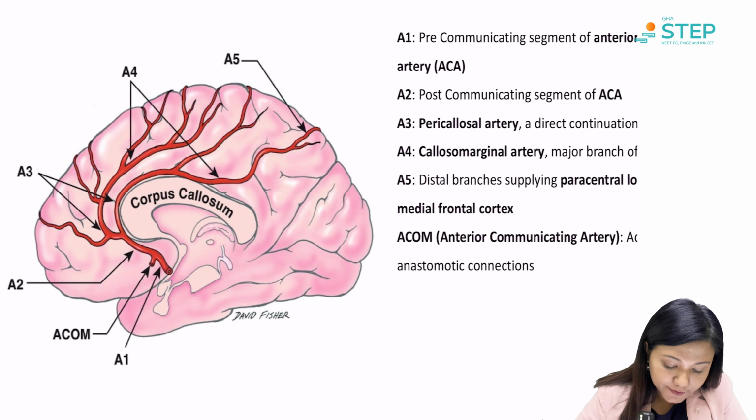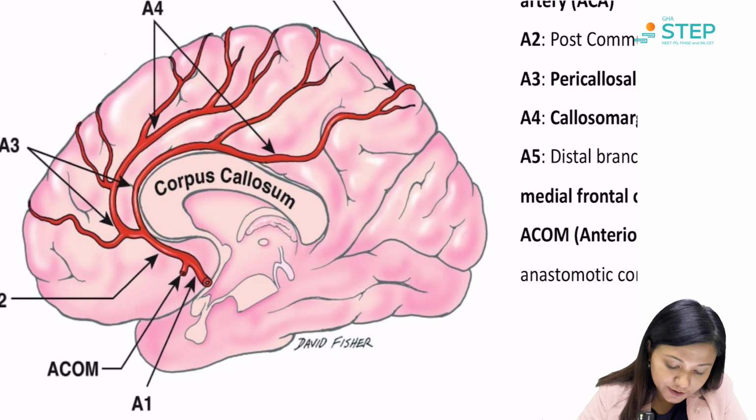So what happens is, this anterior cerebral artery gives branches around the corpus callosum, and these branches are known as the callosal branches.